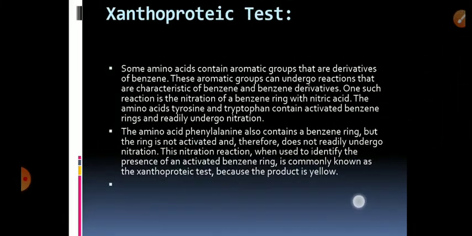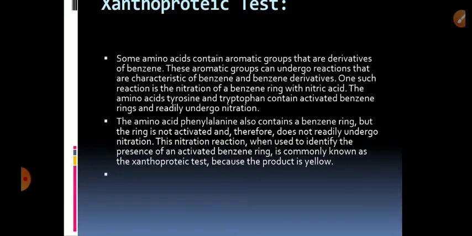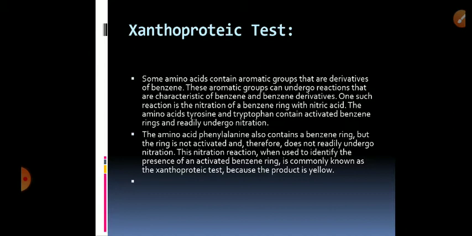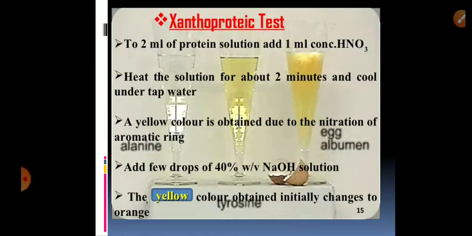Okay, phenylalanine doesn't give this test positive because it does not contain an activated benzene ring. So you have to take 2 ml of protein solution in a test tube and add 1 ml of concentrated nitric acid, heat the solution for 2 minutes and cool it. When you cool it, a yellow color complex is formed.